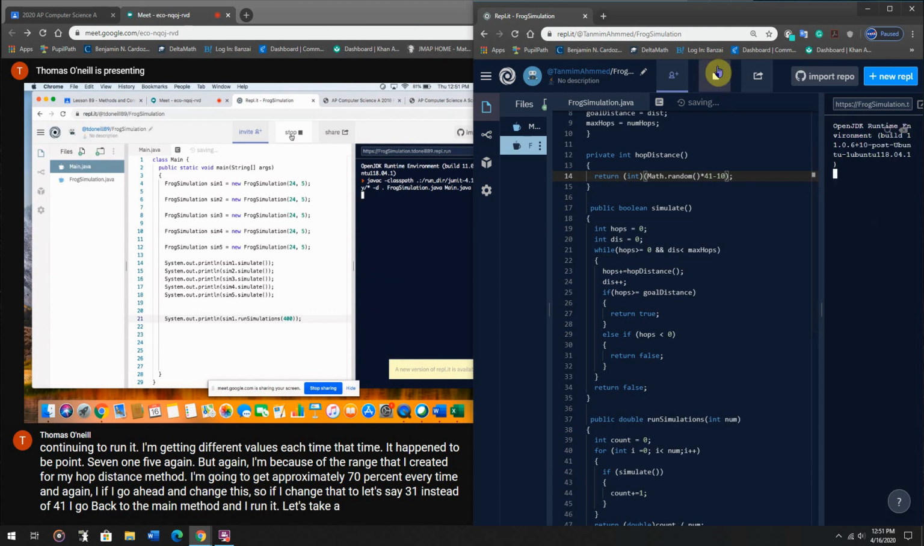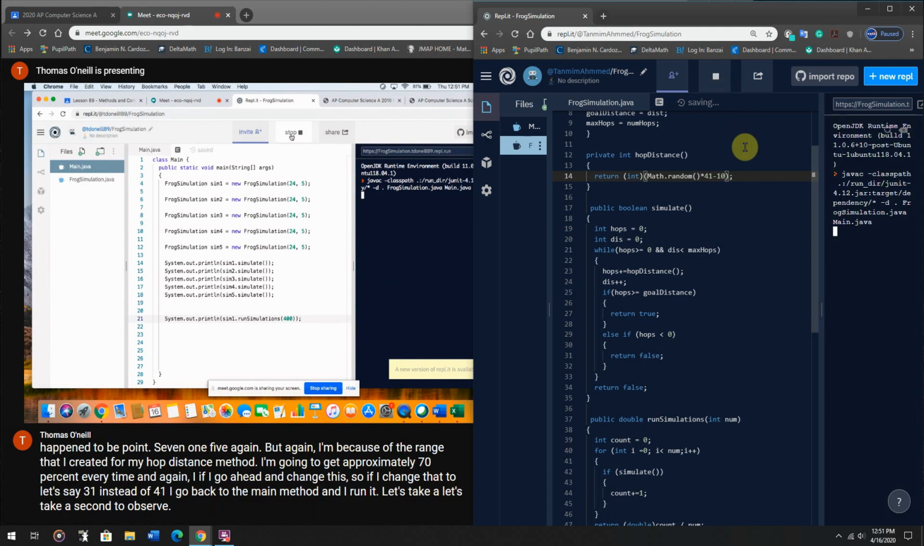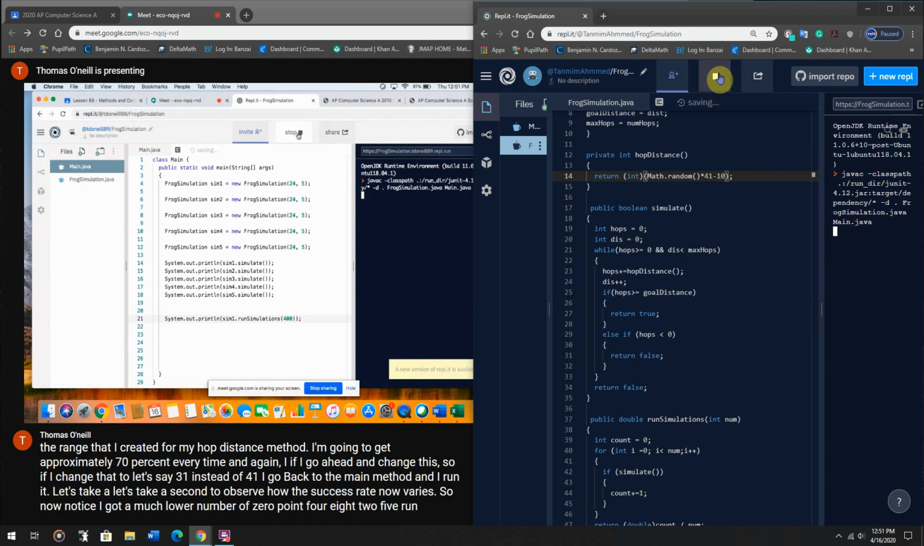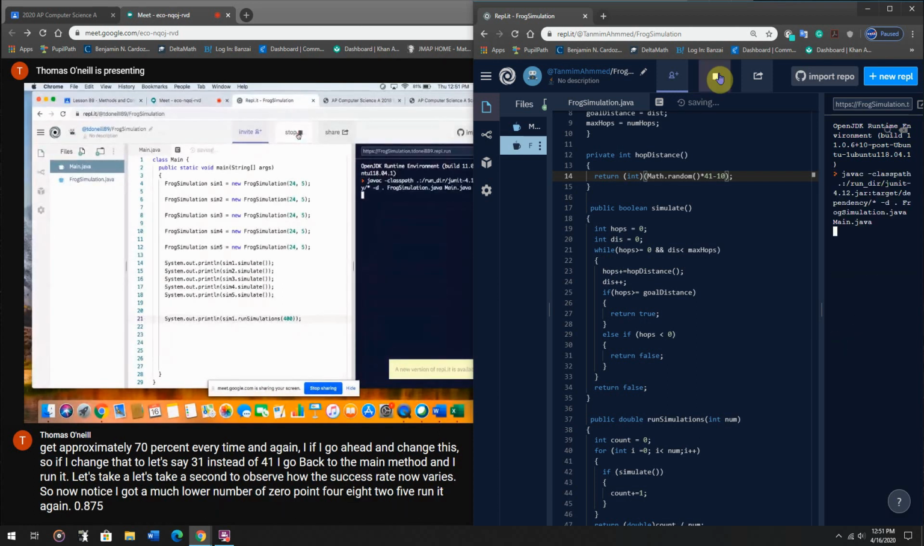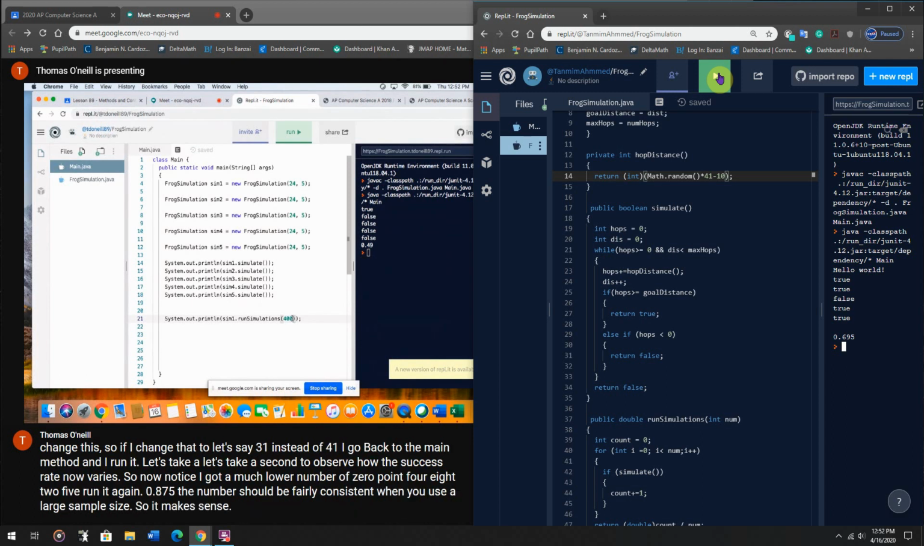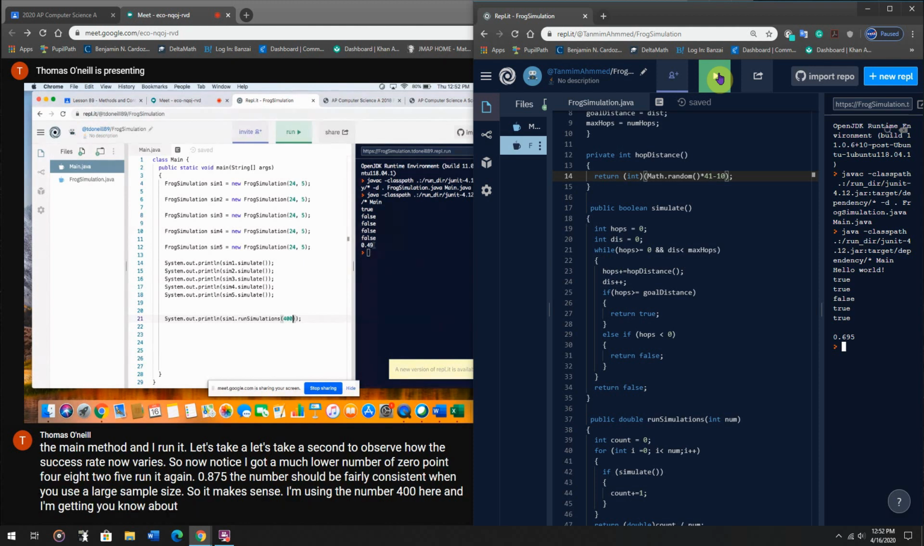Let's take a second to observe how the success rate now varies. So now notice I got a much lower number of 0.4825. Run it again. 0.875. The number should be fairly consistent when you use a large sample size. So it makes sense. I'm using the number 400 here, and I'm getting about 50% every time.